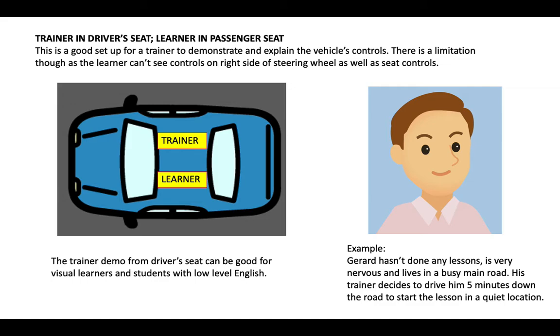The example here is Jared hasn't done any lessons, is very nervous and lives on a busy main road. His trainer decides to drive him 5 minutes down the road to start the lesson in a quiet location.